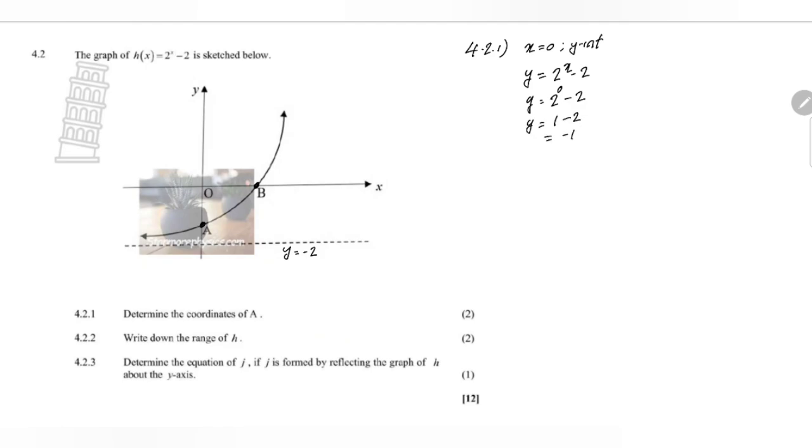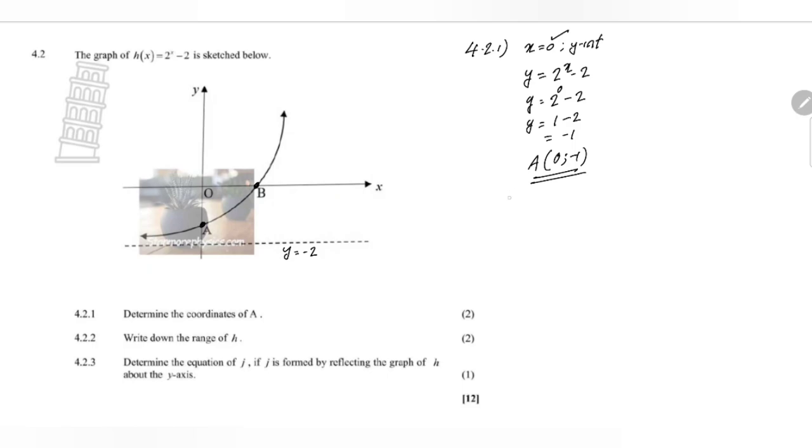The answer is negative 1, so the y value is negative 1, where the x value is 0. That's how we started, isn't it? So the coordinates of A, because they are asking you to find the coordinates, you have to write the answer in point form. The x value is 0 and the y value is negative 1. So those 2 marks, easily you can get it.